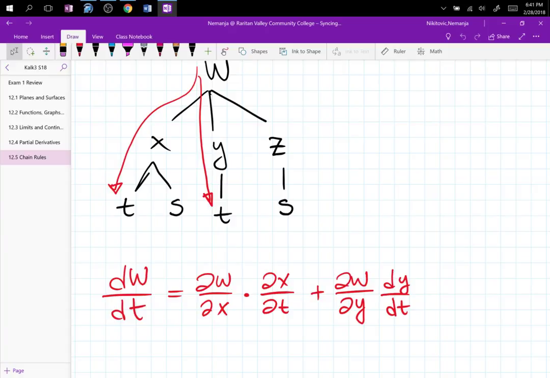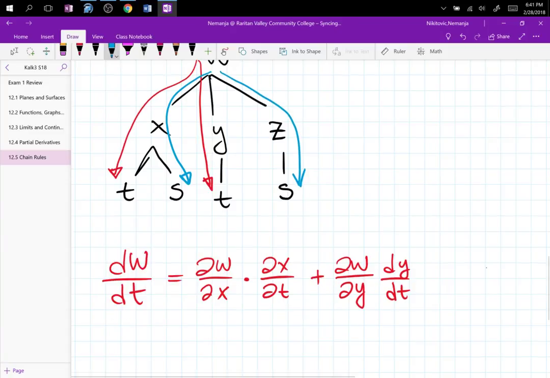Time for the blue path. I have, again, two paths that will connect W with this S variable. So there will be a path going this way, and there will be a path going this way.